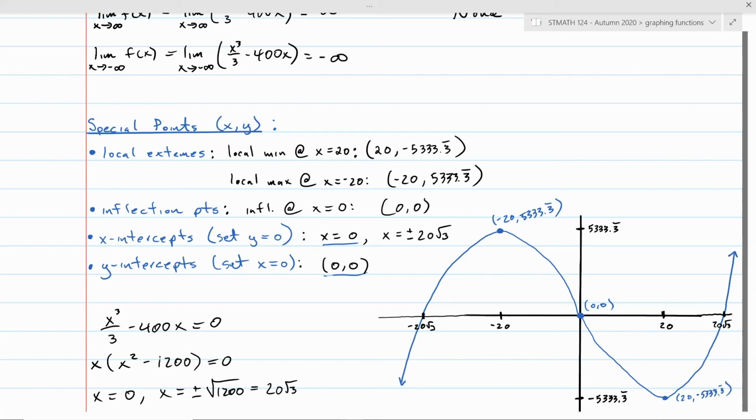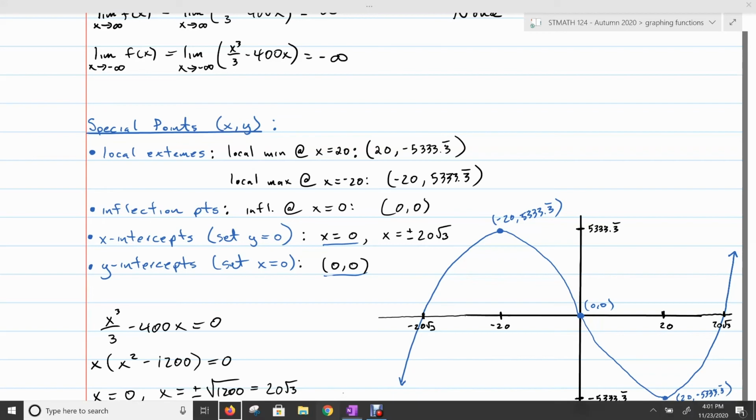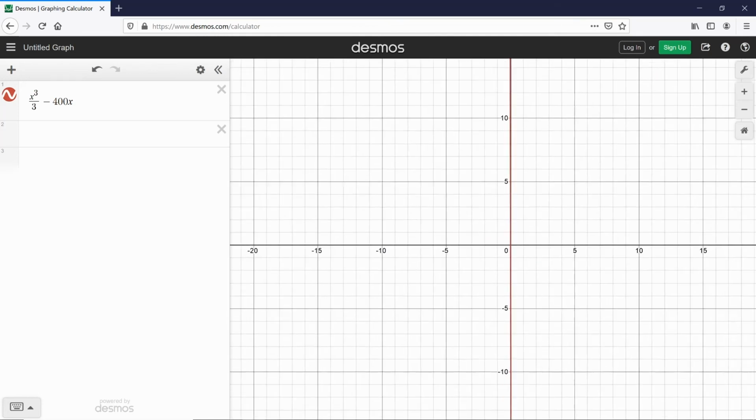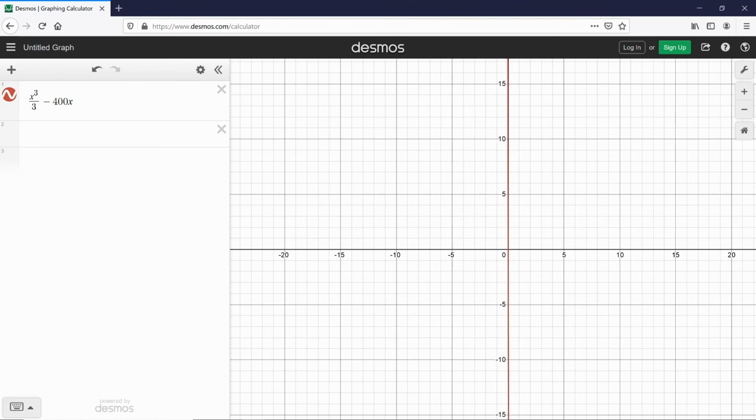So it would be kind of fun to now check our work and see if our analytical results match what the grapher says. So let's pull up Desmos. Okay, so as you can see, after I punched in x cubed over 3 minus 400x, it looks like I'm not even getting a graph. I see kind of a red line there. Is that just the y-axis? I don't know. Well, we know that on our graph, we really need to see from negative 20 to positive 20 on the x-axis, so let's at least get it out that much. But we also know that the y-axis needs to have a scale that goes over 5,000, right?